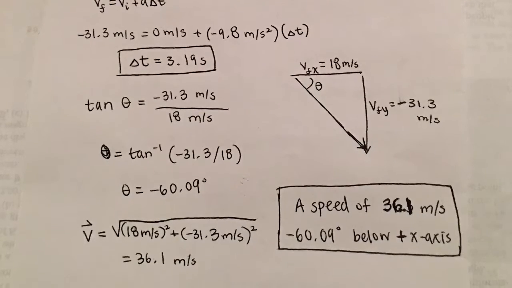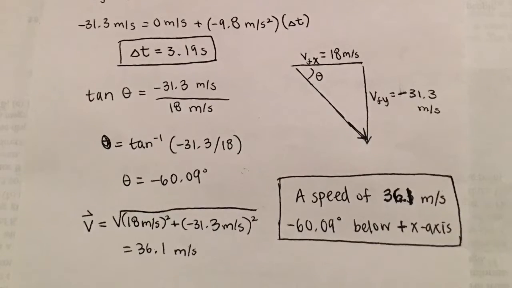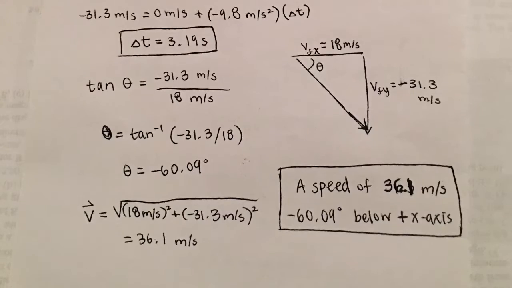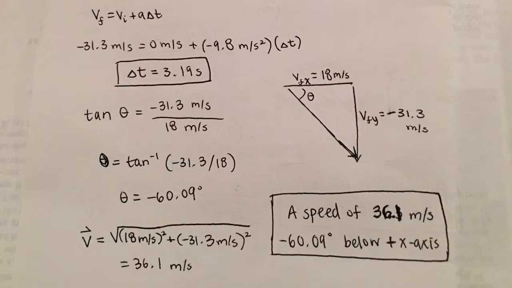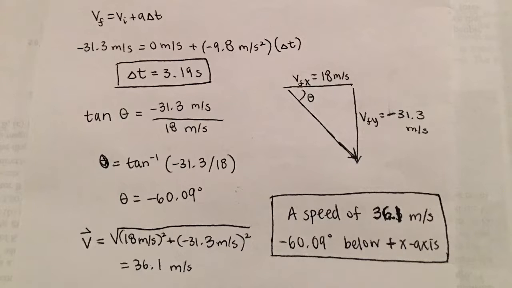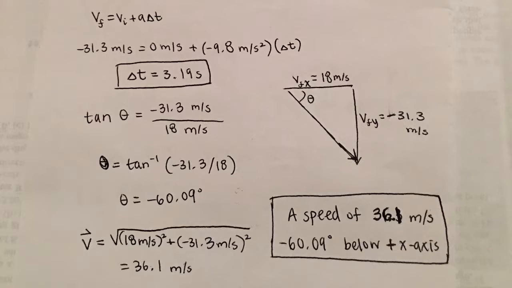For the next part of the problem, you're going to have to find the speed. To do this, you're going to do the square root of the final velocity in the x direction squared added to the final velocity in the y direction squared. By doing the square root of this, you should get 36.1 meters per second.